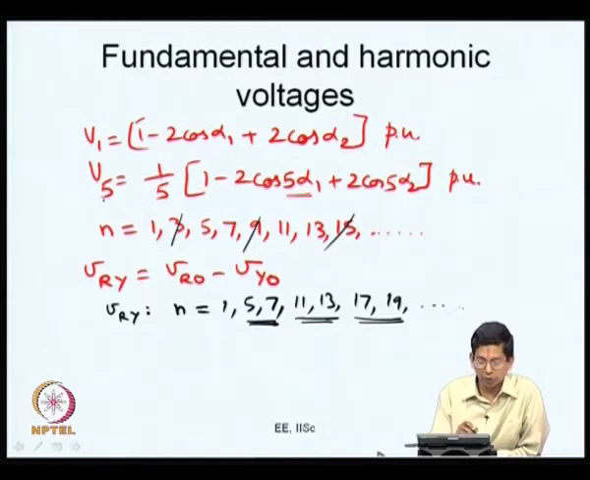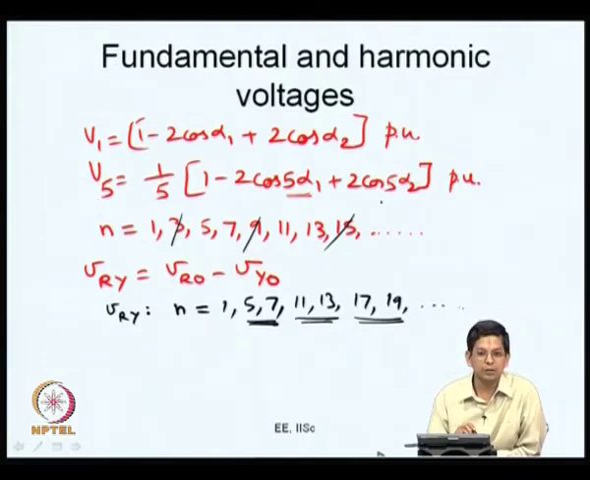So, this is why I focus on V 5, which is equal to 1 by 5 times 1 minus 2 cos 5 alpha 1 plus 2 cos 5 alpha 2. So, you can start seeing that there are 2 equations and we have 2 unknowns, and this is what has led to the famous problem of selective harmonic elimination. We will deal with selective harmonic elimination in greater detail in the coming few lectures. This is just an introduction.